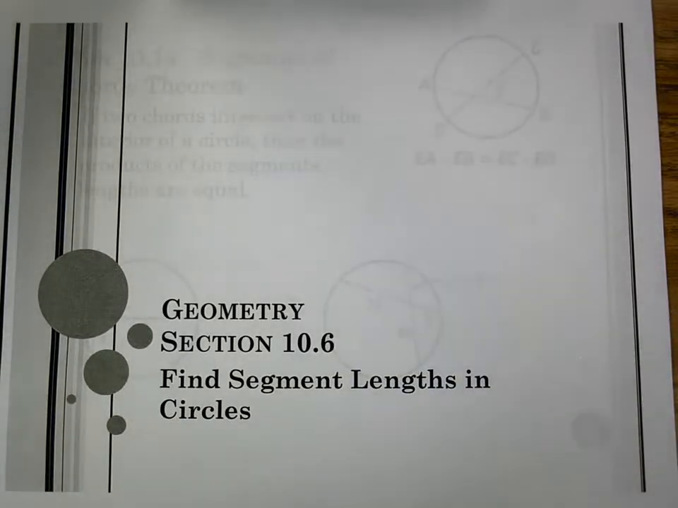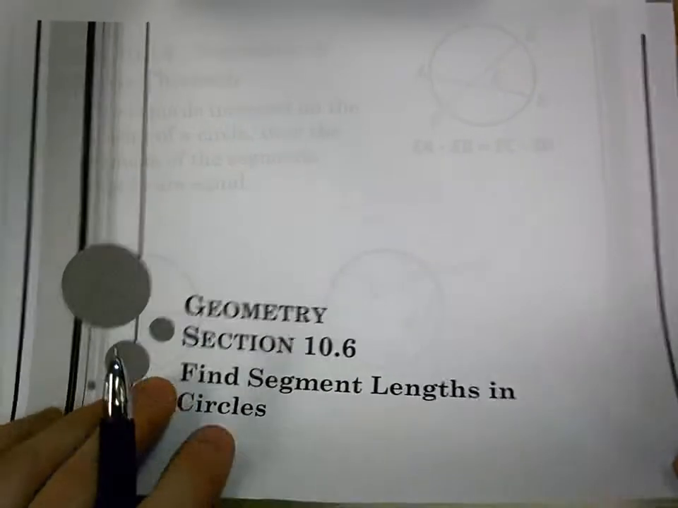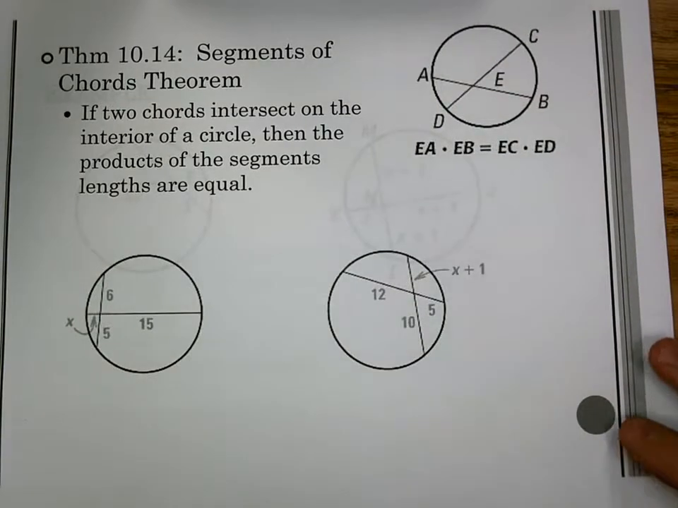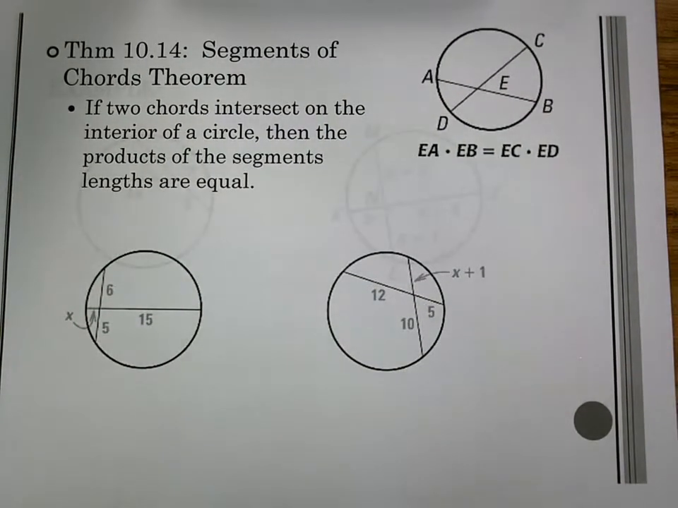For section 10.6, we're looking at segment lengths in circles. We have a couple types of problems we're really looking at here. The first one is where we have segments of chords. This is where we have two chords that intersect inside the circle.